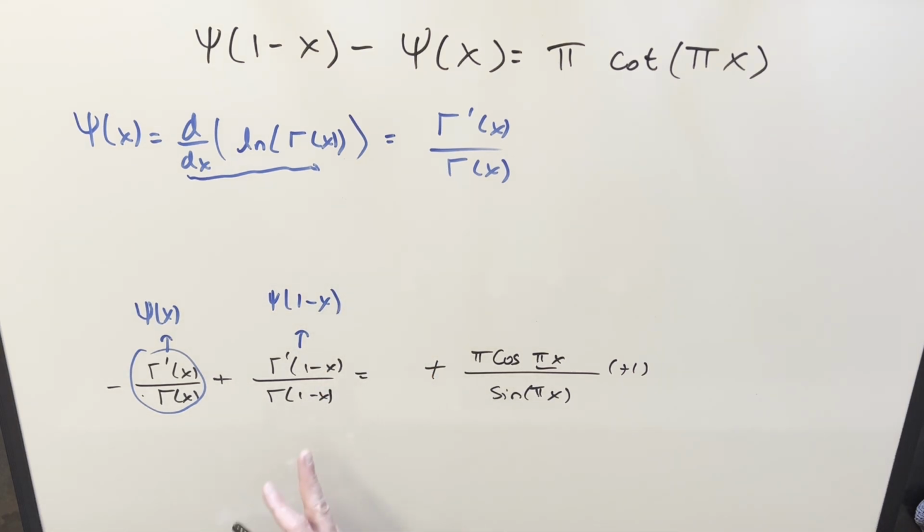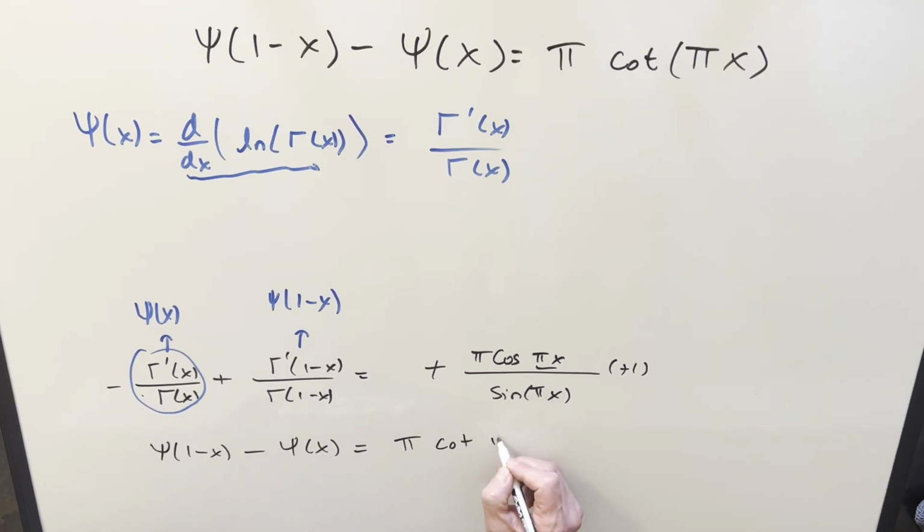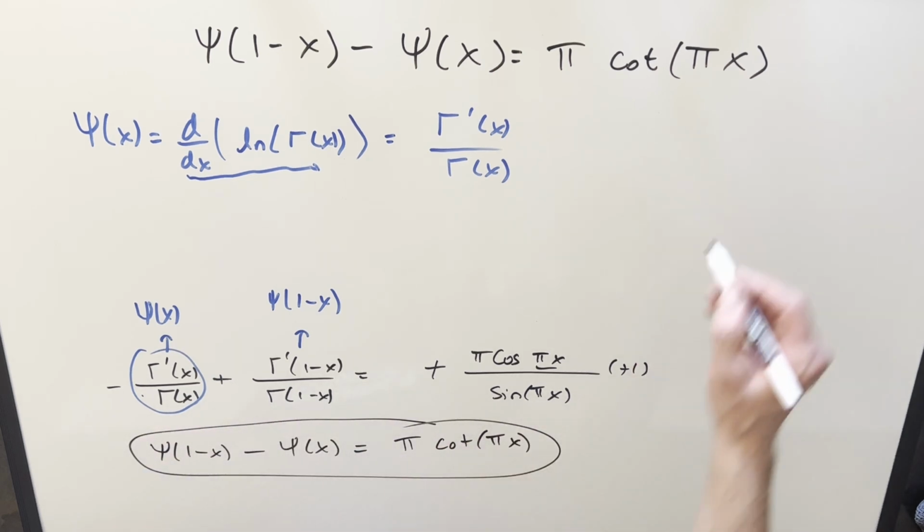So putting this together, let's just reverse the order. What we have here is going to be digamma of 1 minus x minus this one, digamma of x, equals pi in front. Cosine over sine, that's just cotangent pi x, and that's going to be exactly what we wanted. That's going to match our formula.